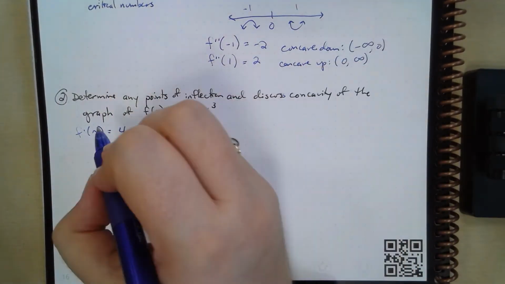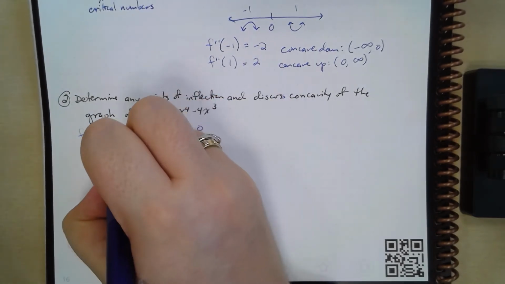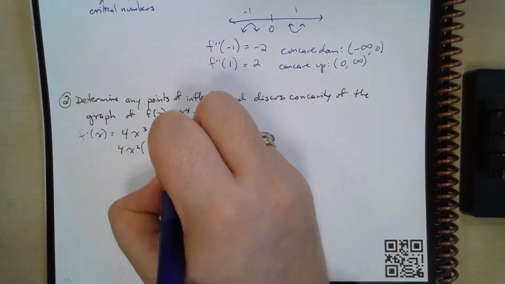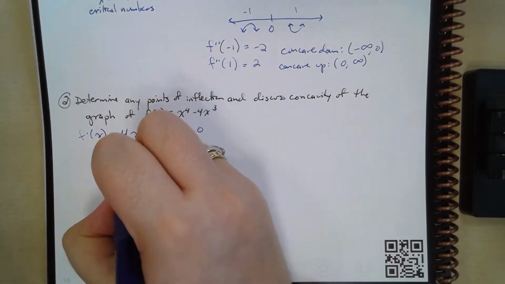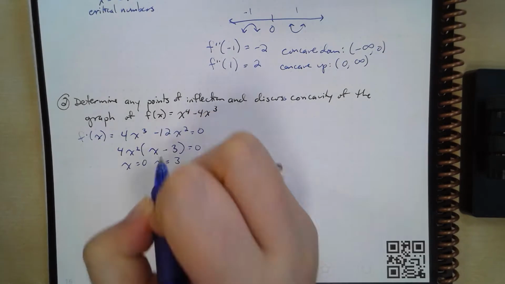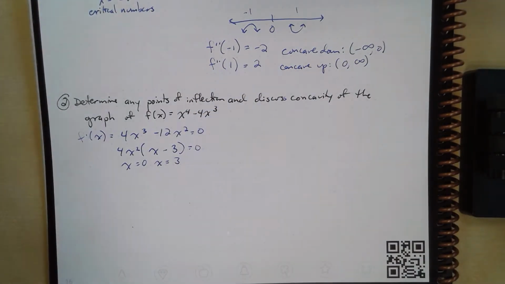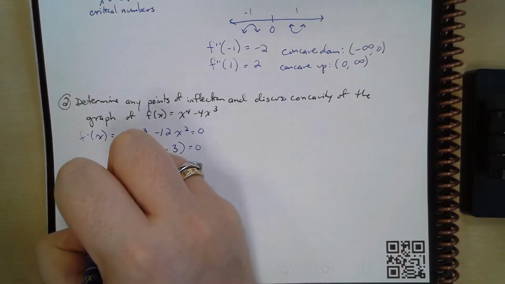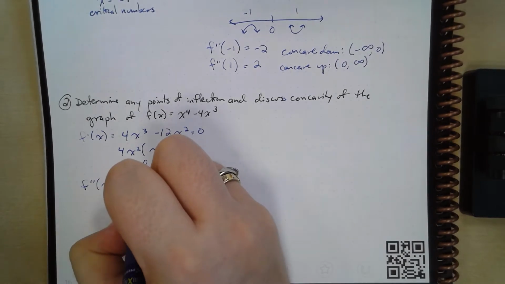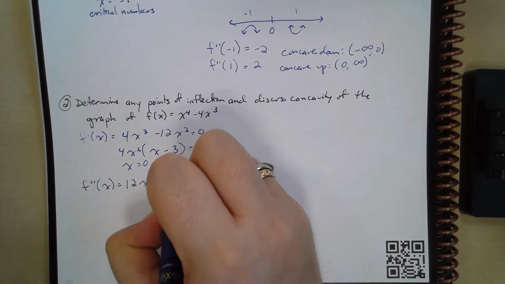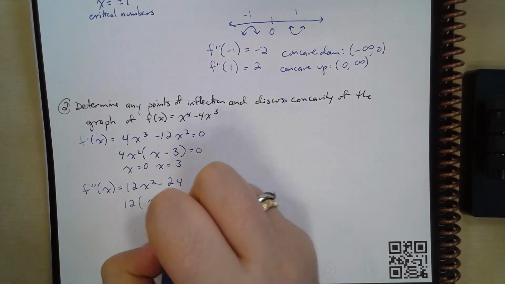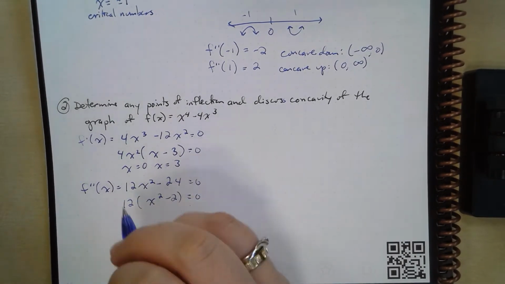And if we wanted to, we could set this equal to 0. Factor out 4x squared, we'd be left with x minus 3 equals 0. So it looks like x equals 0 and x equals 3. Those would be the points that we would use for testing for our first derivative test, right? Well, then we need to find our second derivative. So f double prime of x is going to be equal to 12x squared minus 24x. I can factor out 12x, and I'm left with x minus 2. I set this equal to 0.